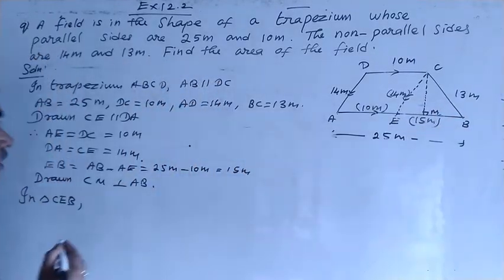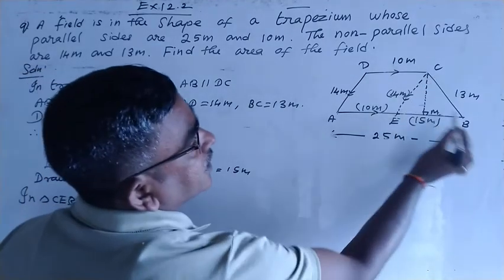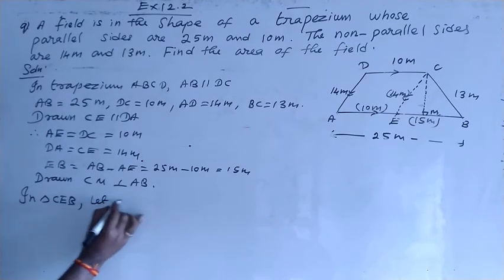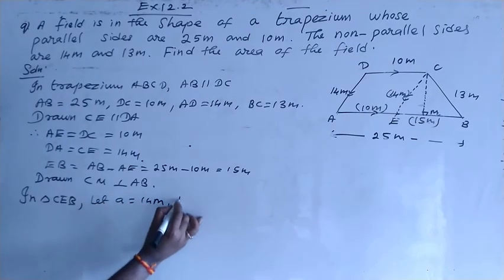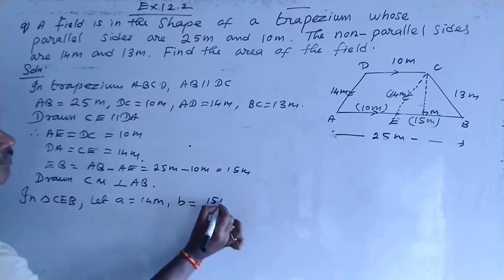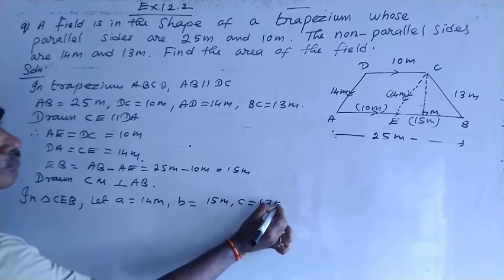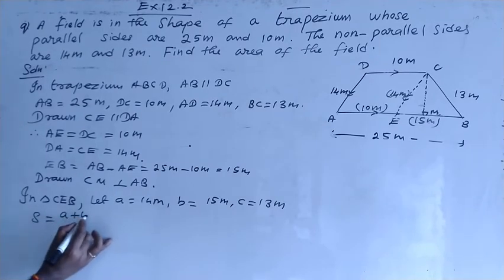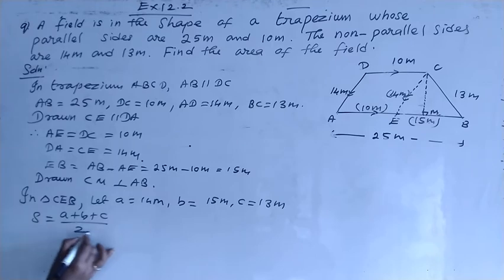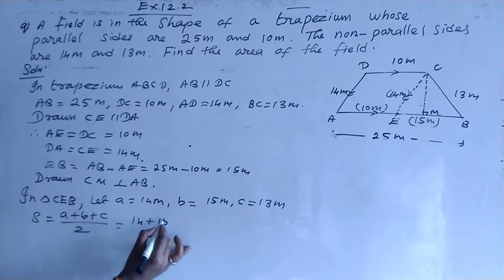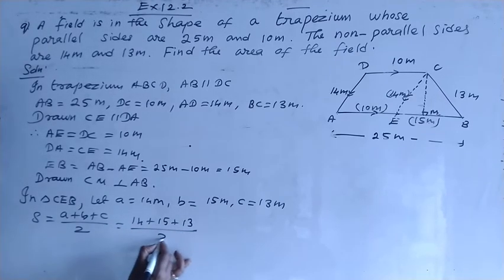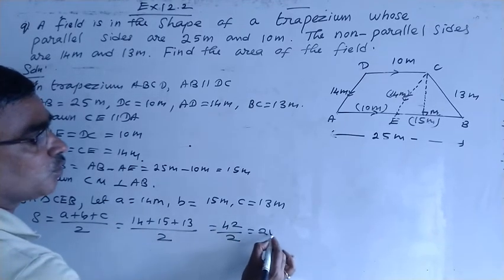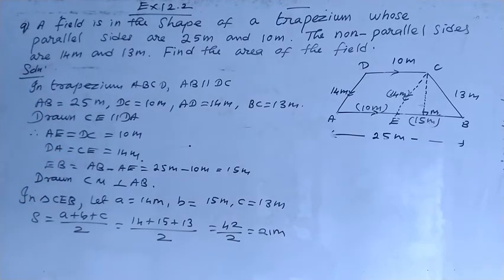Okay. In the triangle CEP, one side is 14 meter, one is 15 meter, one is 13 meter. So let A equal to 14 meter and B equal to 15 meter and C equal to 13 meter. You can take any order. It's up to you. So S equal to semi-perimeter, A plus B plus C divided by 2. That means 14 plus 15 plus 13 divided by 2. Altogether it becomes 42 by 2. It is 21 meter.